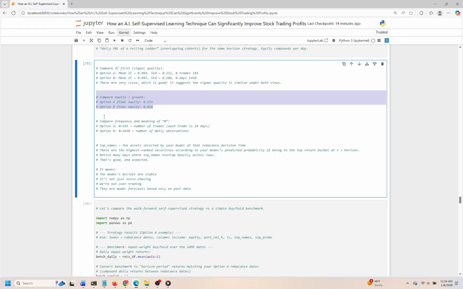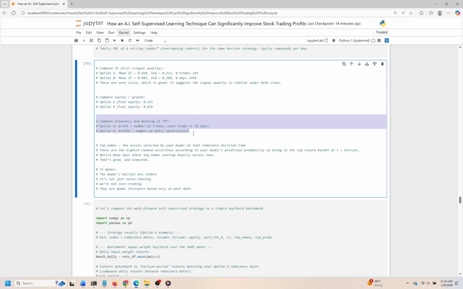It's important to clarify what N stands for in each option. For option A, it represents the number of trades, specifically 145 trades, with each trade lasting 10 days. On the other hand, option B's 1,450 refers to daily observations, allowing for a more granular view of data points over time. Understanding this distinction is pivotal, as it can greatly affect interpretability and assumptions drawn from the data.